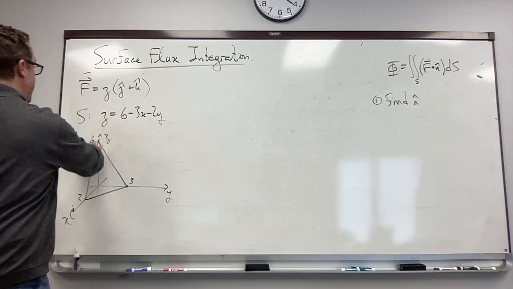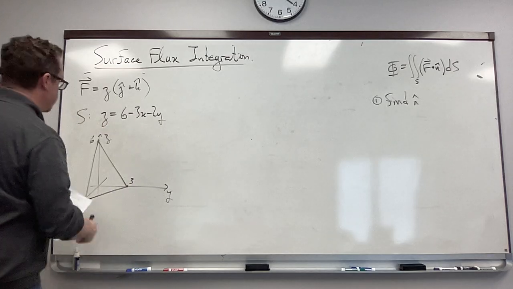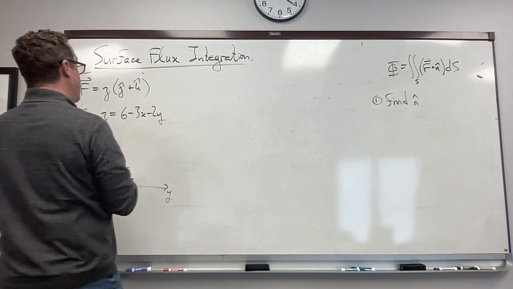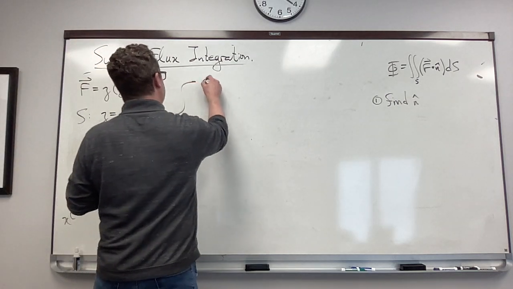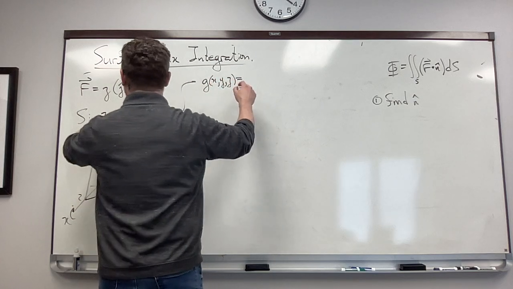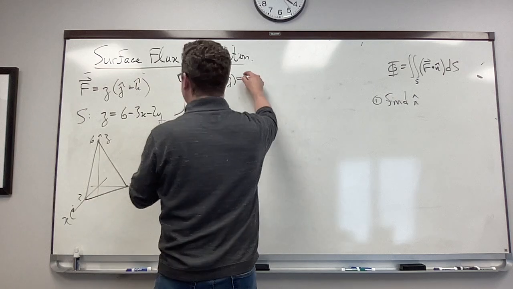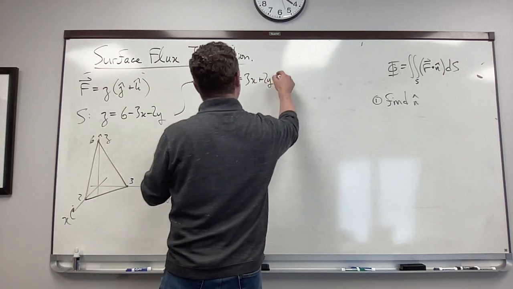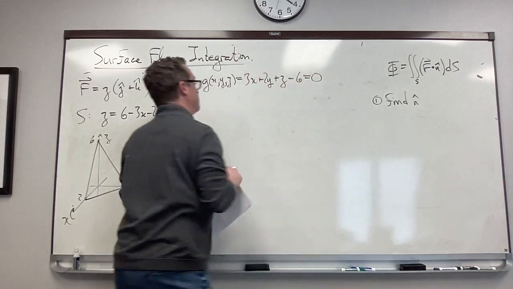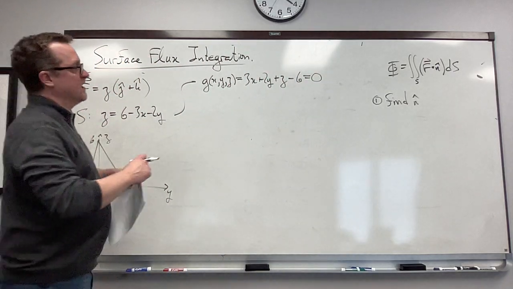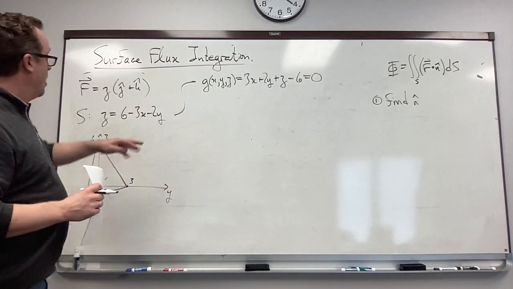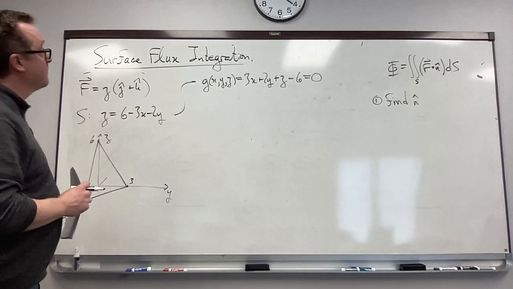function. So if I think of z as this function, then what I want, sorry, this whole thing as a function, I'm going to write this as this scalar function g equals, I'll get everything on one side, so I get 3x plus 2y plus z minus 6 equals 0. So 3x plus 2y plus z equals 6 is one level surface of this three-dimensional function, right?